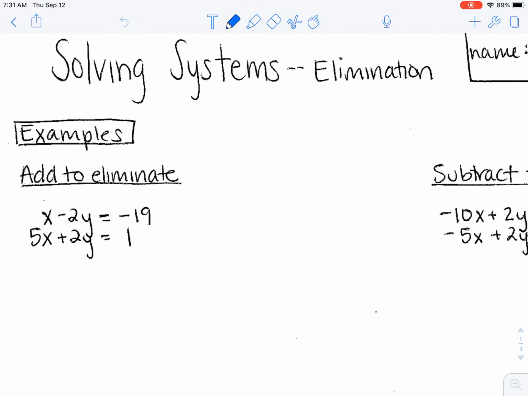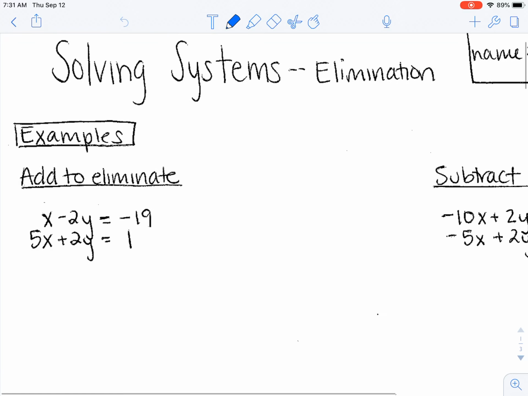So there's 4 different ways we can do this. One of the ways is to add, one way is to subtract, and one way involves multiplication and then adding or subtracting. Kind of depends. So to start with, let's just reiterate. Eliminate means that we're getting rid of something. So we're trying to get rid of one of our variables, so then we only have one variable, we can solve for it, and then solve for the one that we eliminated.